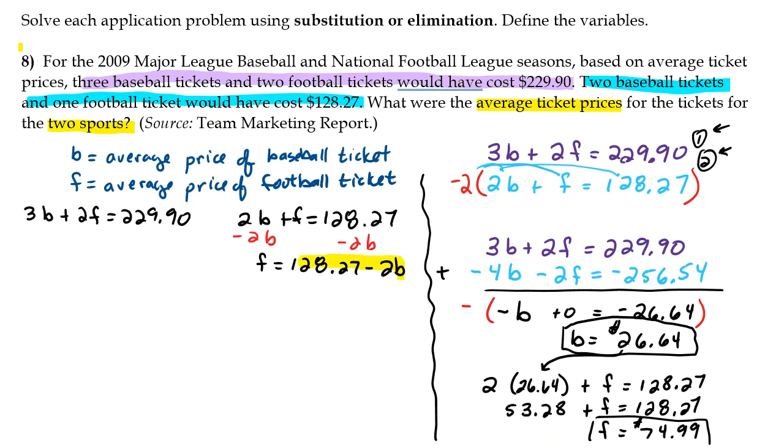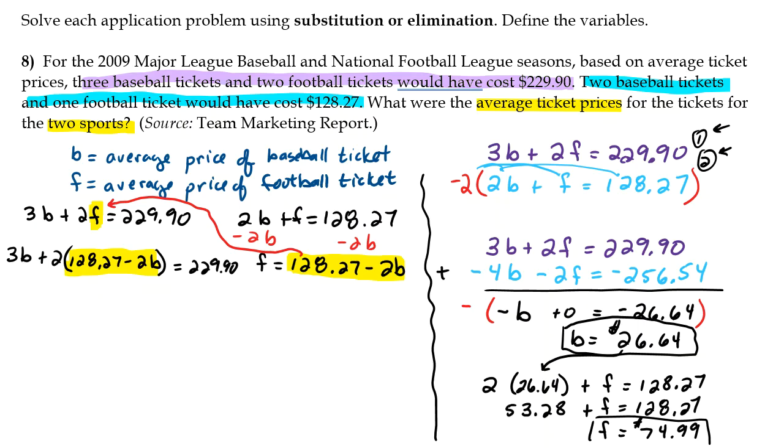So now this is where the substitution takes place. I can take this expression and substitute it over here where this f is. Why can I do that? Well, because f is equal to this thing. F is equal to the expression 128.27 minus 2b. All right, so I'm going to bring this down: 3b plus 2 times, and this is where I'm going to do my substituting, equals 229.90. I'm going to substitute into here my expression for f, which is 128.27 minus 2b. That's the substitution part. That's why it's called substitution.